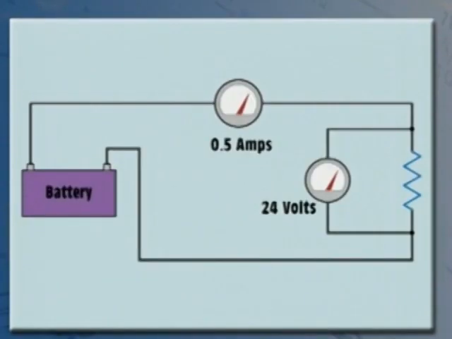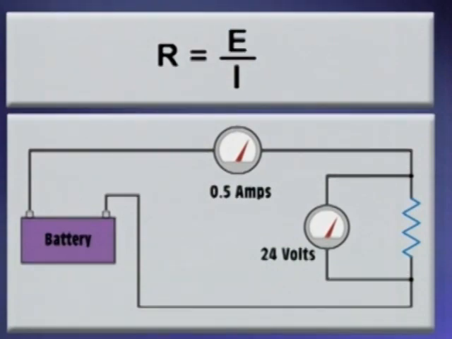Assume that a 24-volt battery is connected to a resistor. Also assume that an ammeter indicates a current flow of 1/2 ampere. What is the resistance of the circuit? After determining the proper formula, substitute the values in the problem for the letters in the formula. The letter E is replaced with 24 because the battery has a voltage of 24 volts, and the I becomes 0.5 because the circuit current is 1/2 amp.